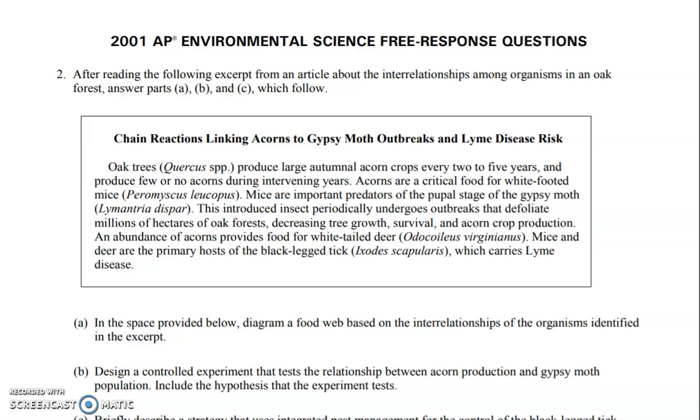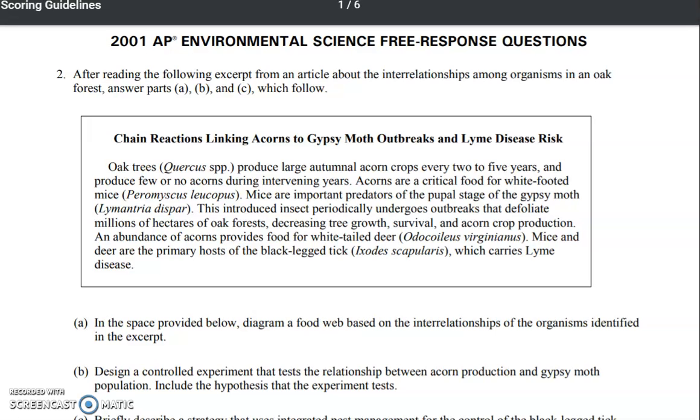Oak trees produce large acorn crops every 2 to 5 years and produce few or no acorns during intervening years. Acorns are a critical food for white-footed mice. Mice are important predators of the pupal stage of the gypsy moth. This introduced insect periodically undergoes outbreaks that defoliate millions of hectares of oak forest, decreasing tree growth, survival, and acorn crop production. An abundance of acorns provides food for white-tailed deer, mice, and deer are the primary hosts of the black-legged tick, which carries Lyme disease. There's a whole host of things.